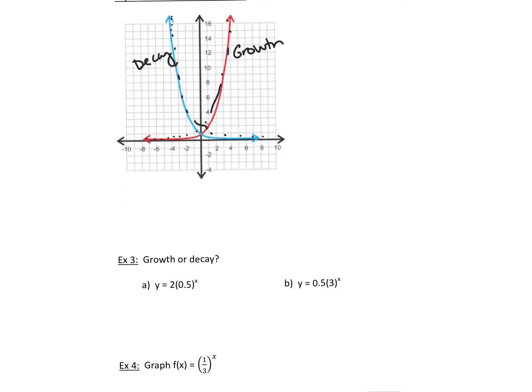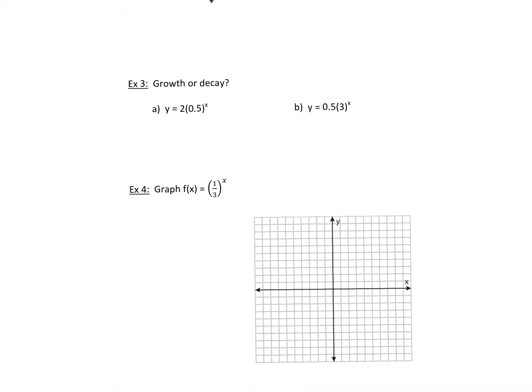Okay, so just to compare graphs here, in example 3, you should be able to look at the equation of an exponential function, and just by looking at it, determine if it's representing exponential growth or decay. The place you're looking is the b value. So here I'm looking at the b value. Since it's smaller than 1, this tells me that this is exponential decay. And again, the 2 is the y-intercept, so that's not determining whether it's growth or decay.